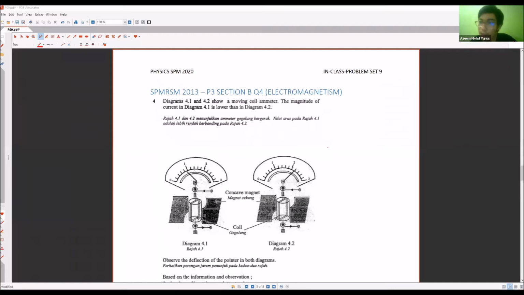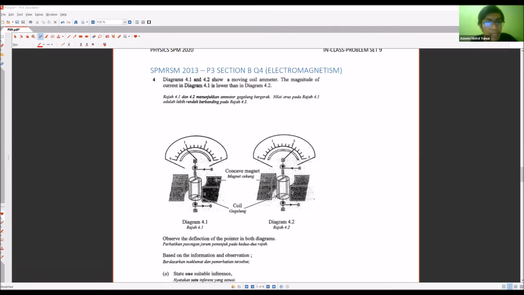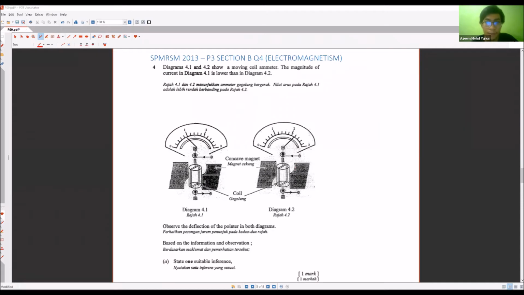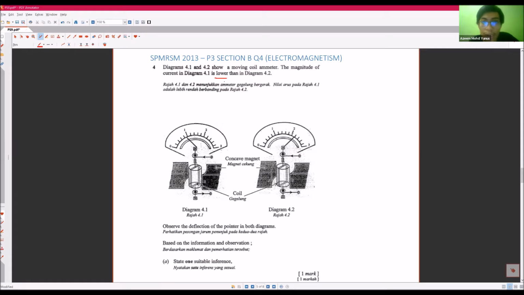Welcome back. We're going to continue with our next question on electromagnetism. So let's read the question first. It's from Trial 2013, Paper 3, Section B, Question 4, electromagnetism. Diagram 4.1 and 4.2 show a moving coil ammeter. The magnitude of current in diagram 4.1 is lower than in diagram 4.2.